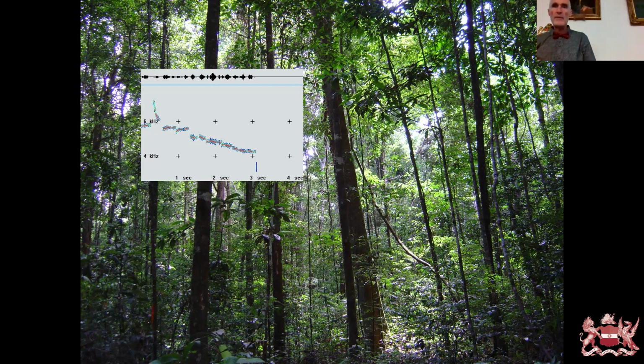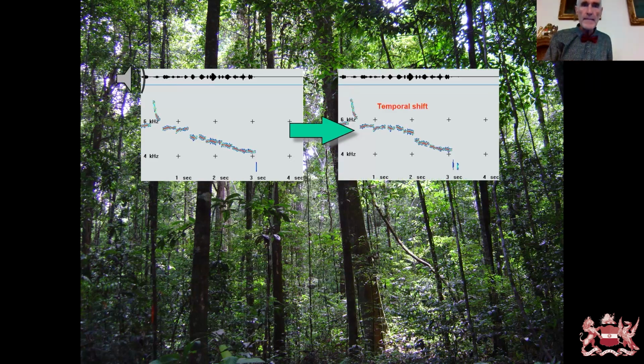There is no specific threat. So we put this loudspeaker at the border of the two territories, and we play back the song of the neighbor to the tested bird. No specific reaction. Everything's normal. The neighbor is singing. And then what we did, we modified through our computer the song of the neighbor.